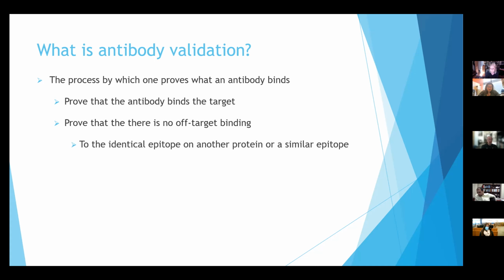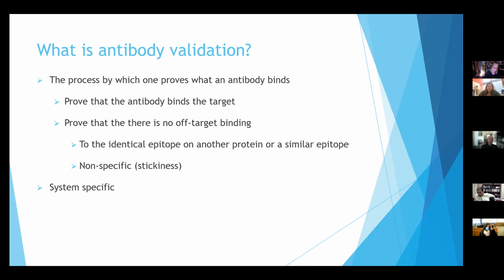So if it's off target, does it bind to an identical epitope on another protein or to a similar epitope? You absolutely don't want this. You want no non-specific binding. This is something I haven't done, but this is very important.